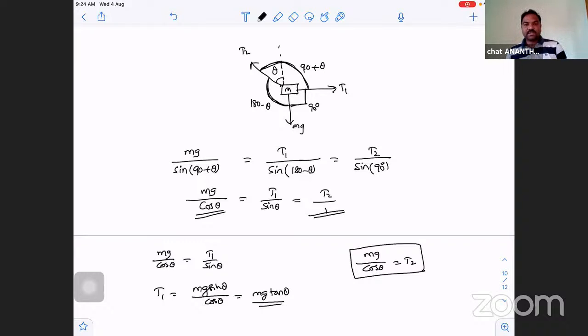So whichever method is comfortable to you, you try with that, but you have to learn both methods. And Lami's theorem can be applied only for 3 vectors, whereas the resultant we can apply for any number of vectors. That's why everybody has to learn the vector component method, the component resolving of this formula.